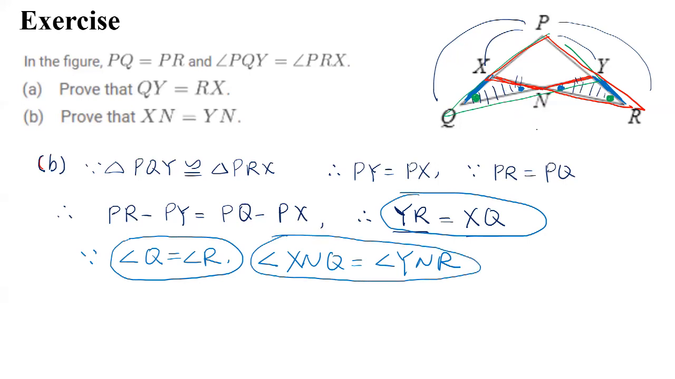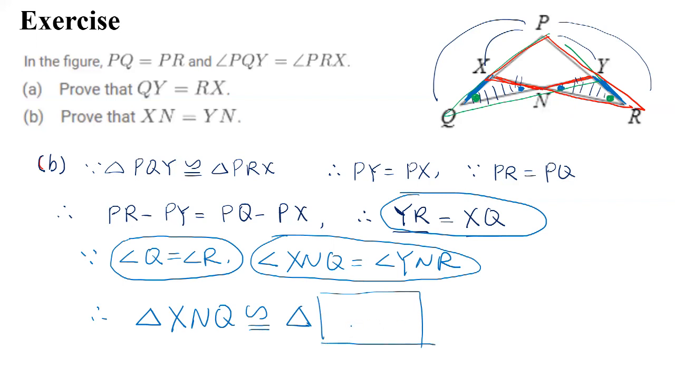Then can we say triangle XQN is congruent to triangle YRN? Do you see that now? Yeah. Okay, what should I write here? If I write triangle XNQ is congruent to triangle, so what should I put here? You see that? Yeah. Which triangle? Triangle XNQ is congruent to which triangle? You see that? Yeah. Which one?